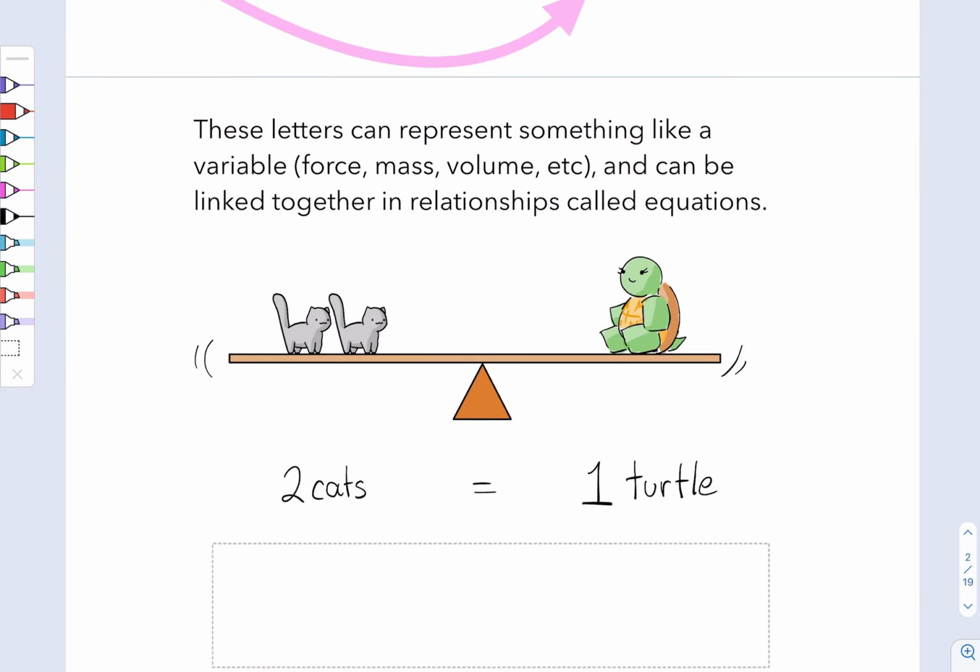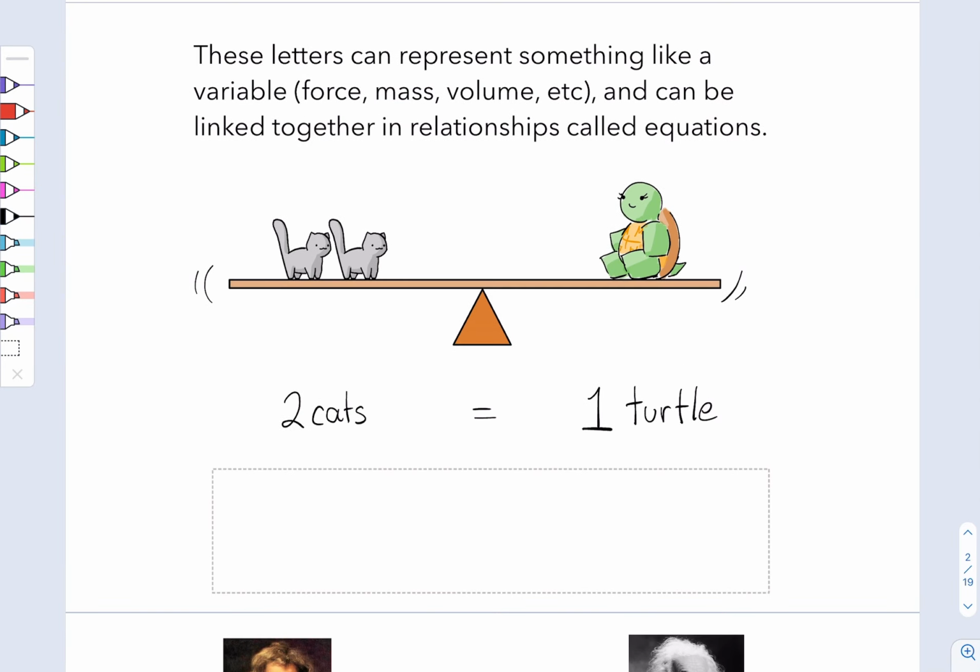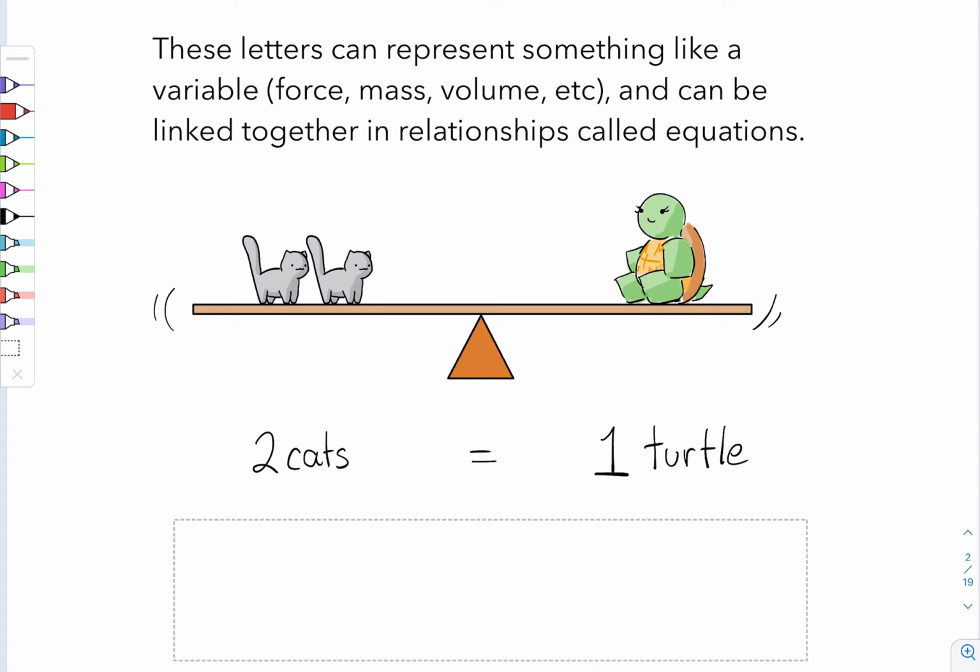All right, these letters can represent something like a variable. Letters in algebra can be called a pronumeral. It can also be called a variable. I'm just going to call them letters because when I say the word, you know what I mean. But when they are a variable, like force, mass, volume, time, all these sorts of things that actually represent something, you can link them together to create a mathematical relationship.